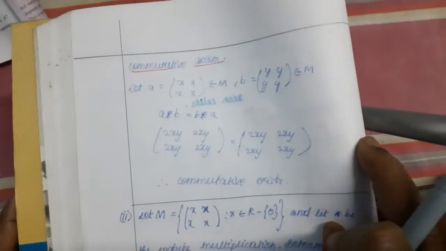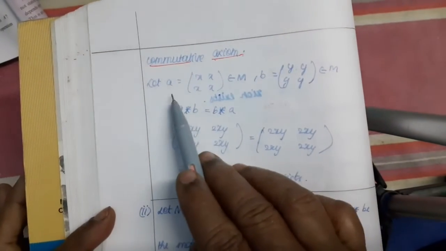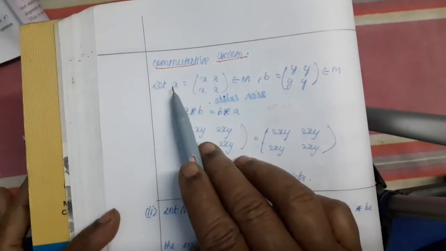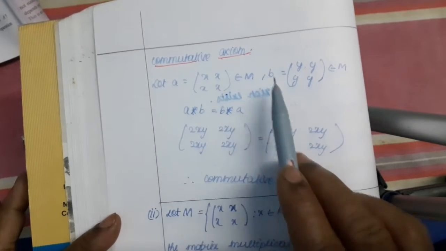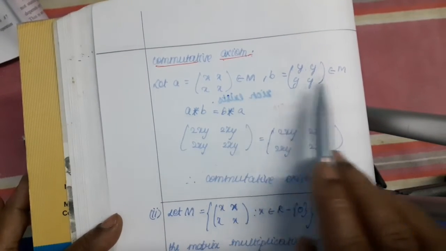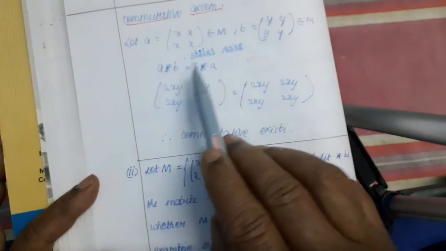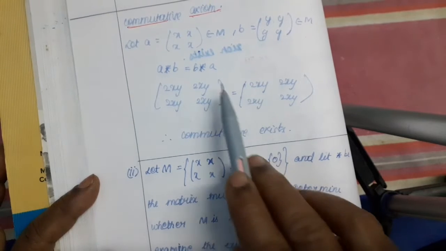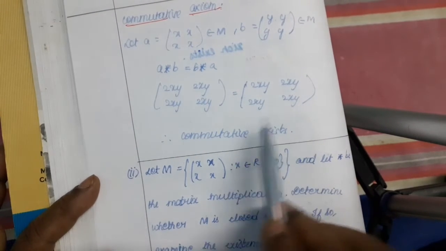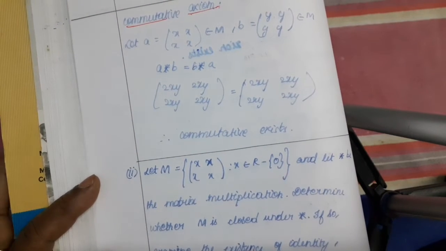For the commutative axiom or commutative property, we take the two elements A and B. We take A equal to x, B equal to y, both belong to M. So A star B equal to B star A. We remember A star B is nothing but xy, we get 2xy. Similarly, B star A we also get 2xy. Therefore, the commutative property also exists.